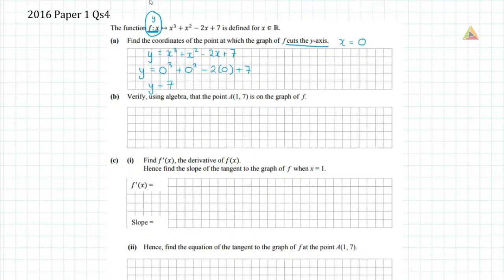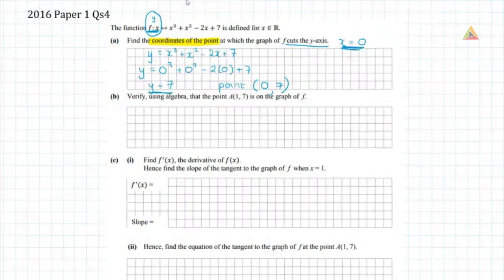But this question said, find the coordinates of the point. So anytime I want to have coordinates of a point, we always have to have an x value and a y value. So the point is going to be bracket 0, because that's my x value from here, comma 7, because that's my y value from here. So the coordinates of the point where this function crosses or cuts the y-axis is going to be at 0, 7.